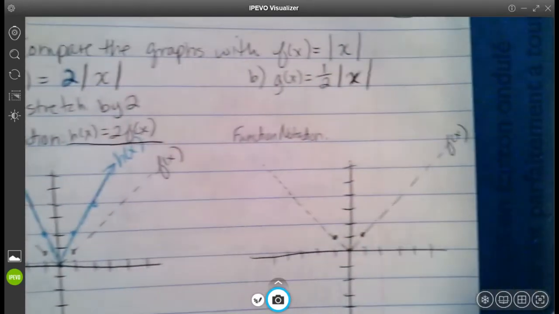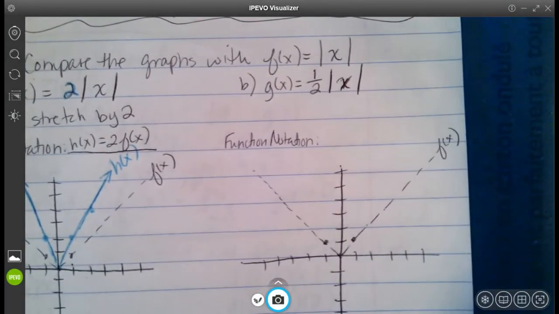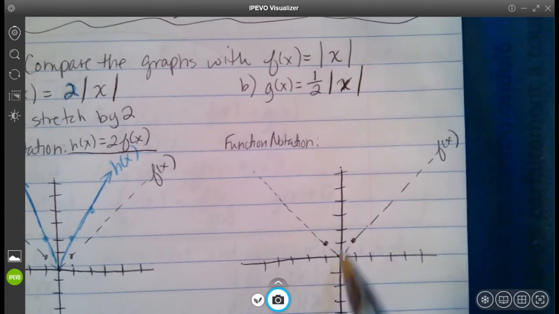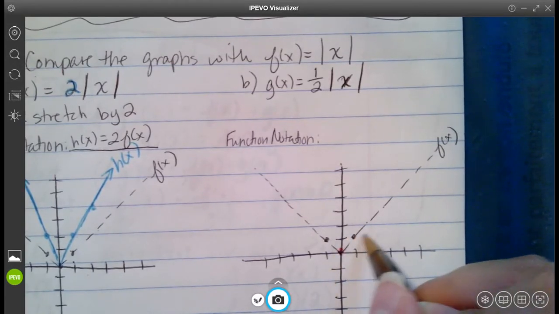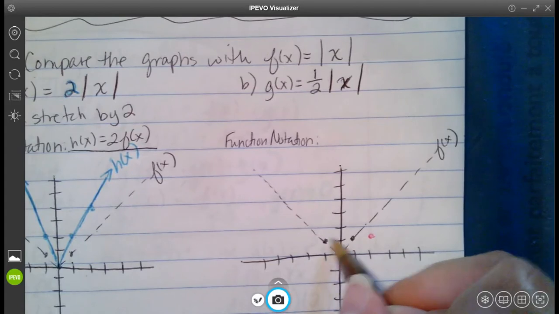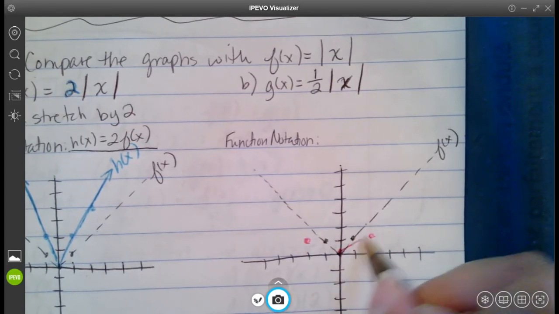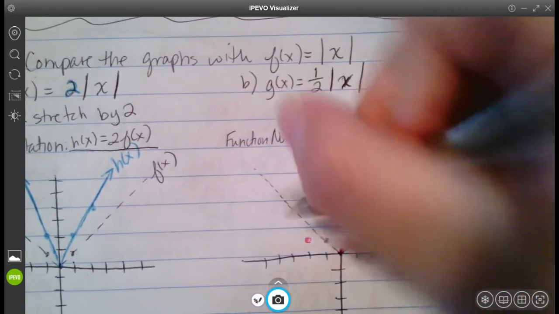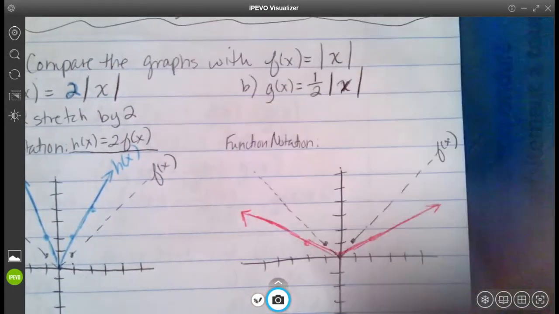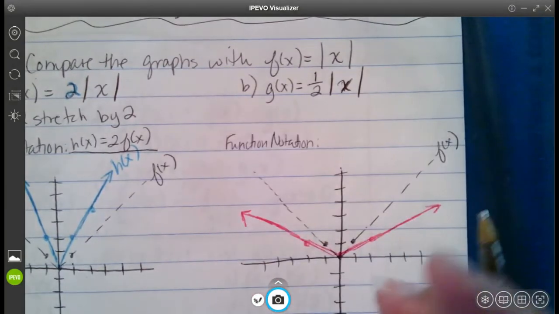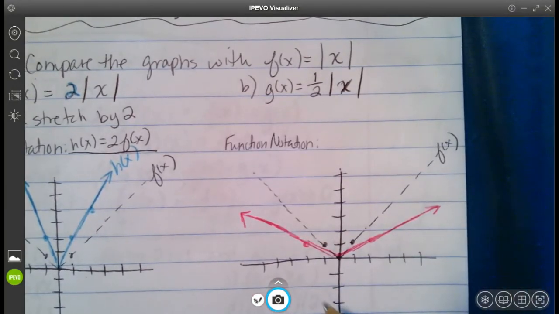Next one. Now we have g of x is equal to half times the absolute value of x. Now we're thinking slope-ish of 1/2, which means that instead of going up 1 over 1, we're going to go up 1 over 2. So let's put our first point, 0, 0, then up 1 over 2. Same thing on this side. You can see that this graph looks a lot wider, and the reason is that this is actually a vertical shrink.